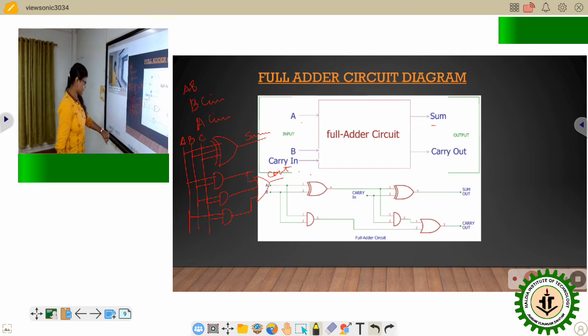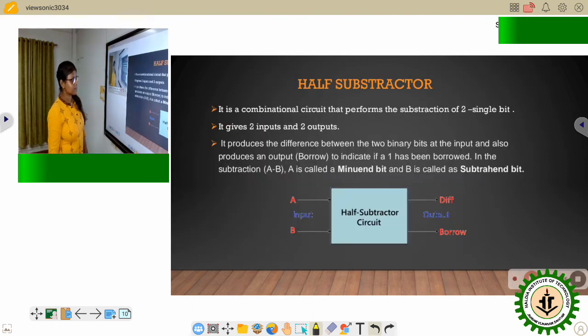Next I will start the half subtractor. Adder means addition of a bit or a digit, and subtractor means the subtraction of a bit or a digit. Subtractors are of 2 types, half subtractor and full subtractor. The half subtractor is an arithmetic combinational circuit that performs the subtraction of 2 single bit digits.